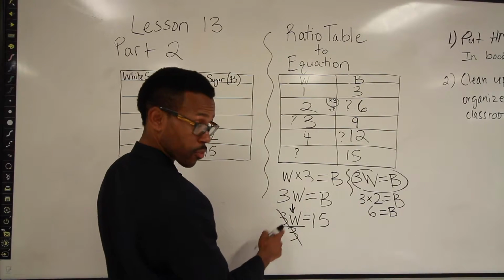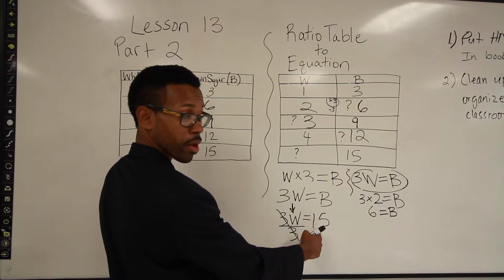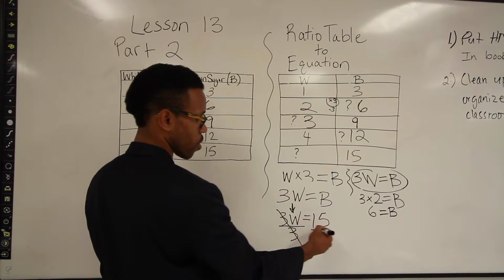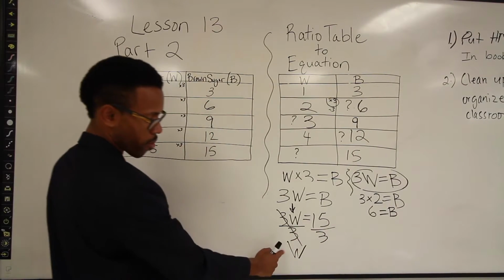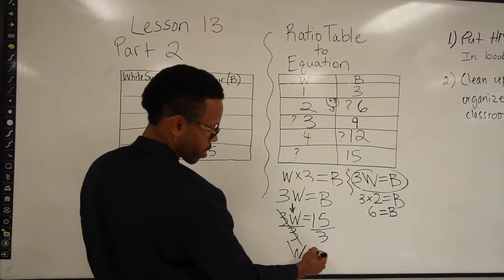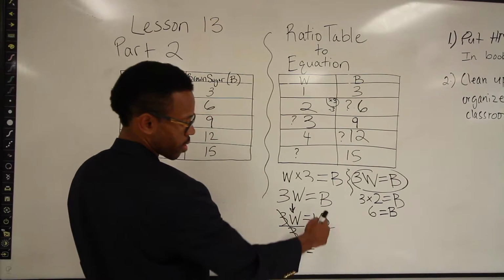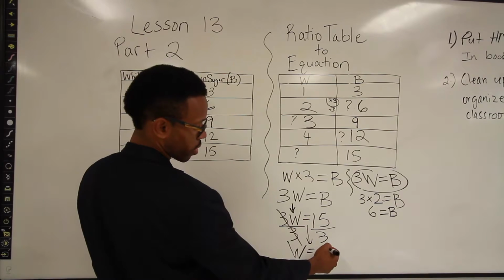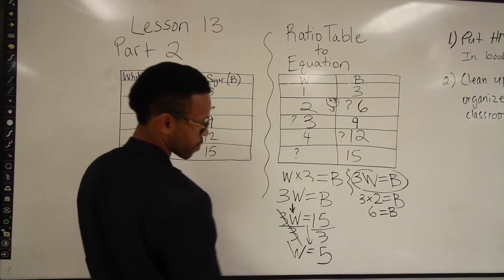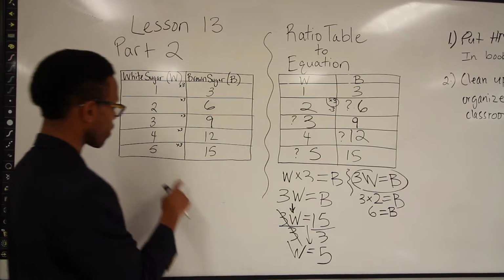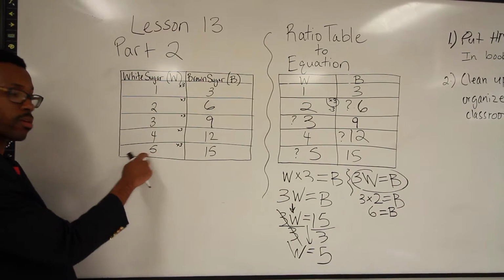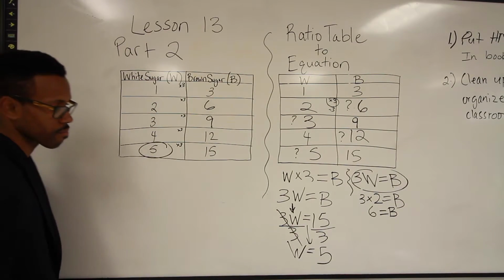And if I divide by 3 on this side, I have to also divide by what on this side? I'm going to have to divide by 3 also on this side. So now I have the W all alone because the 3's canceled out. Bring down my equal sign. 15 divided by 3 is 5. W equals 5. Same exact thing we got right here. Okay?